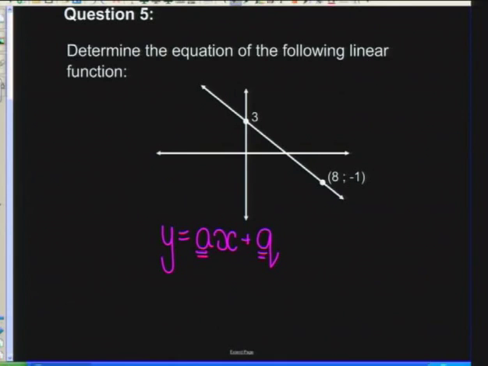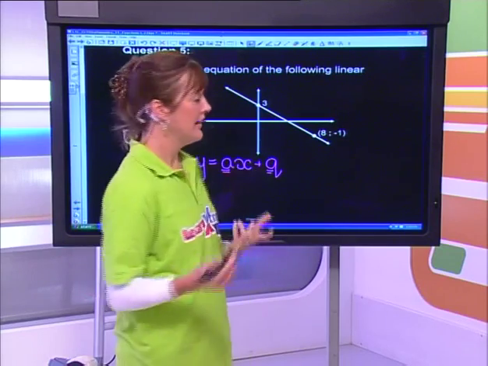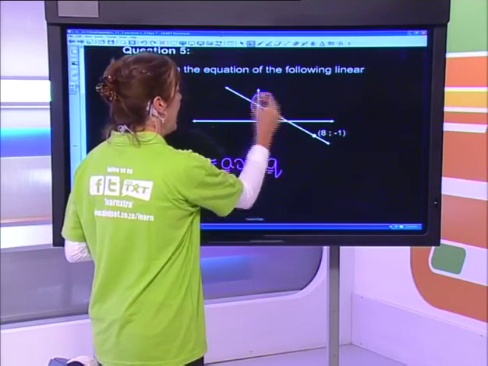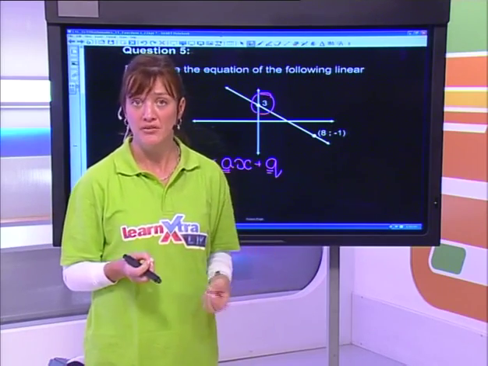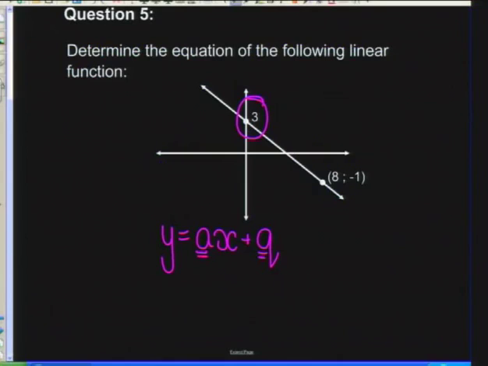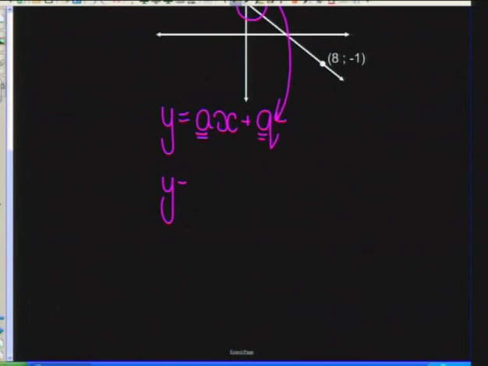Now we've got to very carefully look at our graph and see what information they have given me over here. What they have quite clearly told me is that I've got a y-intercept of positive 3. Okay, so I know, or we should know, that that then goes into our q, because that's the y-intercept. So let's substitute that in. So I've got y is equal to ax plus 3.